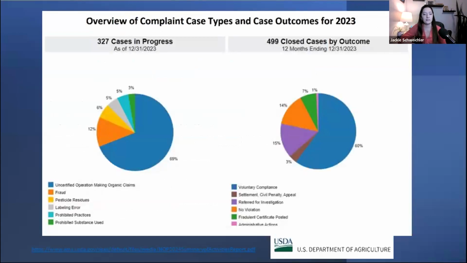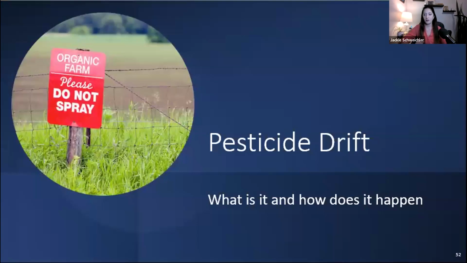So USDA publishes a compliance summary quarterly and annually. And you can see here that at the end of 2023, which is the most recent update that I was able to find on their website, there were 327 cases in progress. I really like to look at what types of violations because I think it's very interesting. On the left, we have the cases in progress. We have some labeling errors. The orange section is fraud. The yellow slice that's at, I believe, 6% there is pesticide residues. So that's really interesting to see.